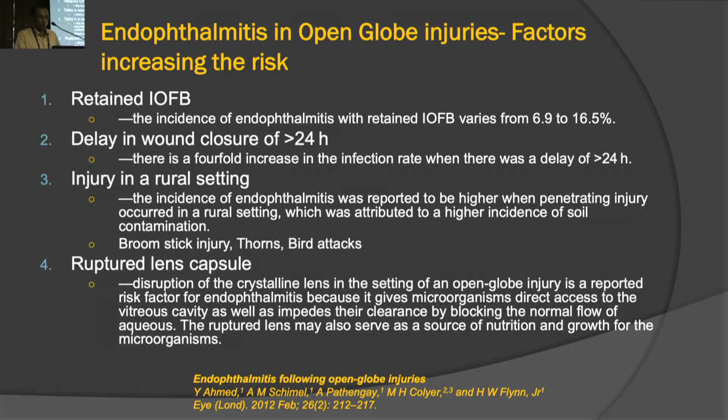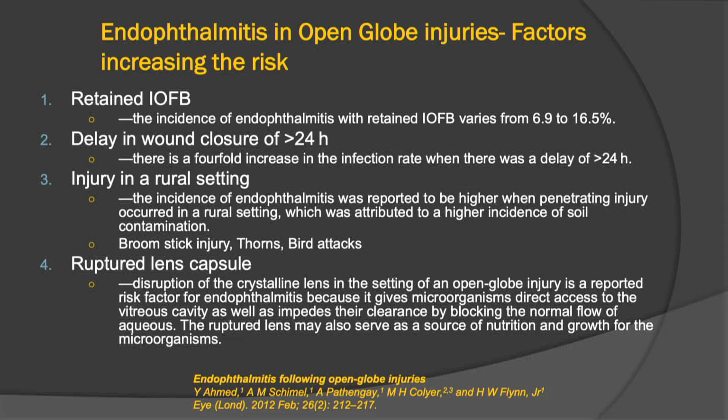Now, injury in a rural setting, of course, there is increased chance of endophthalmitis because there is increased risk of soil contamination, risk of a fungal endophthalmitis, things like that. A ruptured lens capsule is another risk factor because the disruption of the crystalline lens gives easy access to the organisms to the vitreous cavity, and also the lens matter serves as increased nutrition for the growth of these organisms.